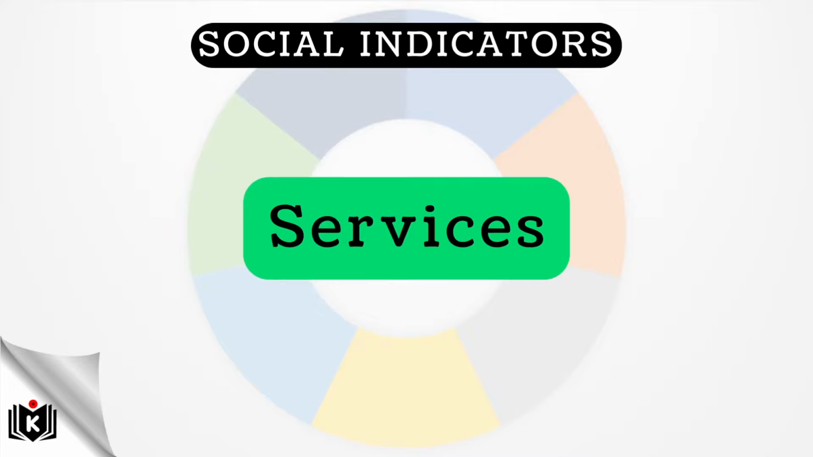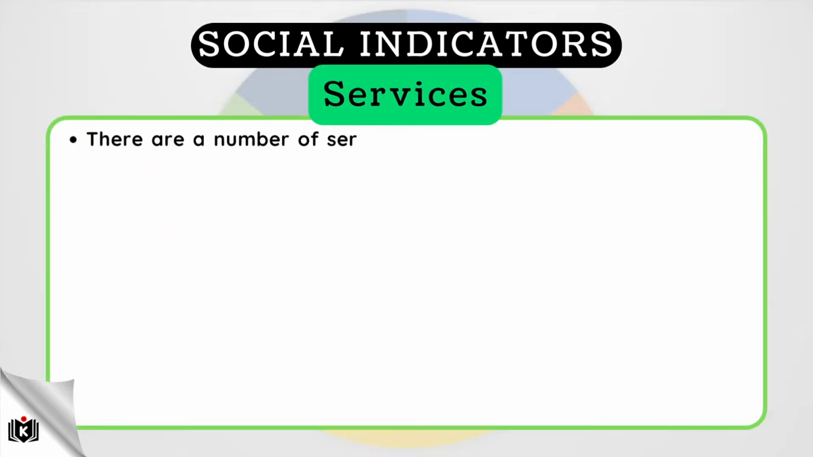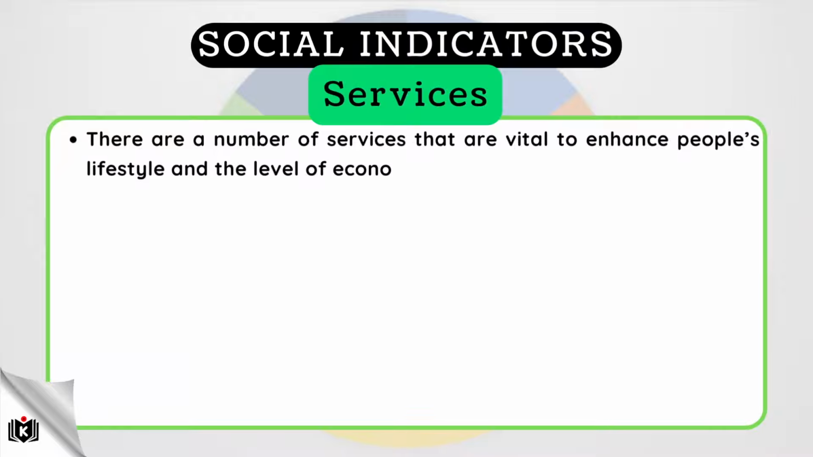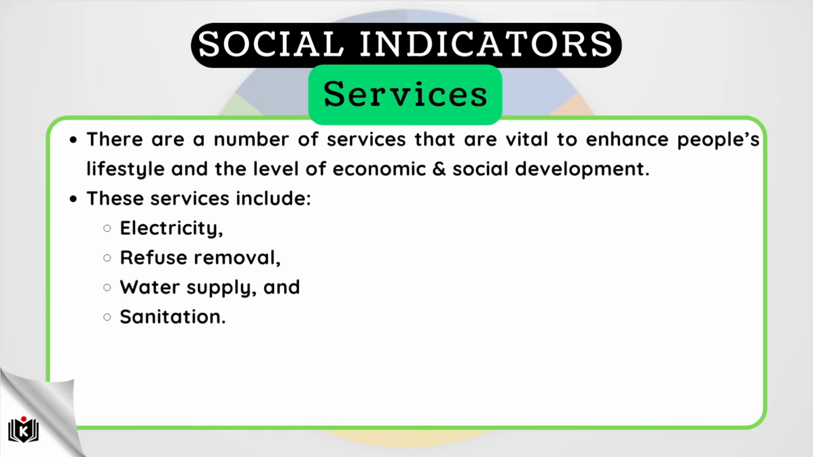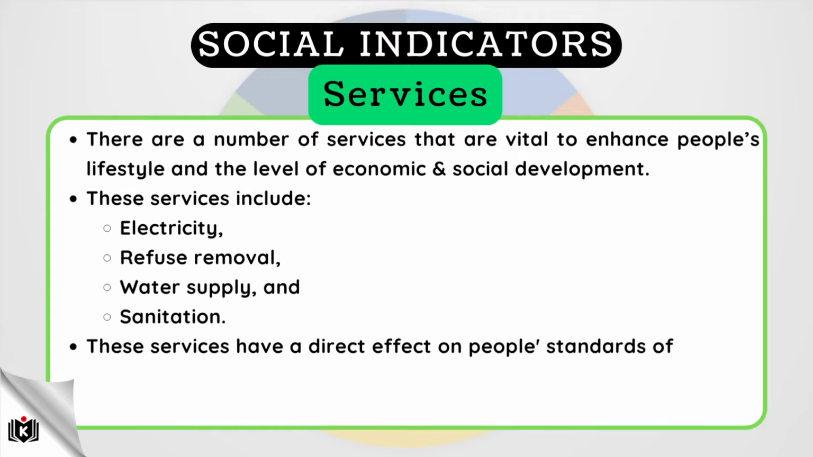Educated people are employable and can earn income to provide for their own needs and wants. Services also form one of the social indicators. There are a number of services that are vital to enhance people's lifestyle and the level of economic and social development. These services include electricity, refuse removal, water supply, and sanitation. These services have a direct effect on people's standards of living.